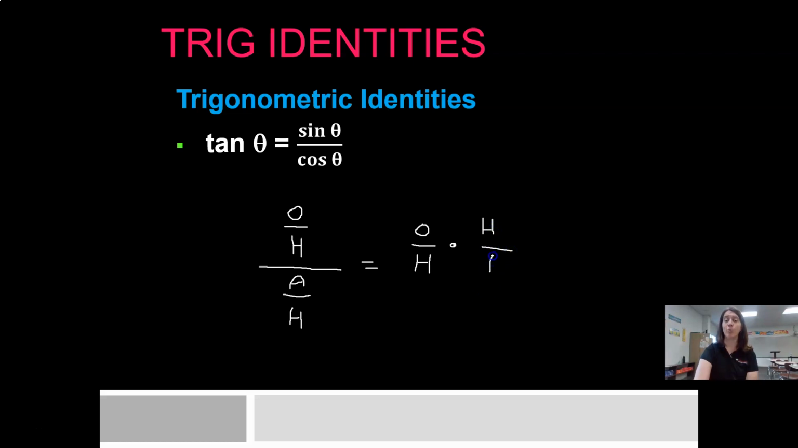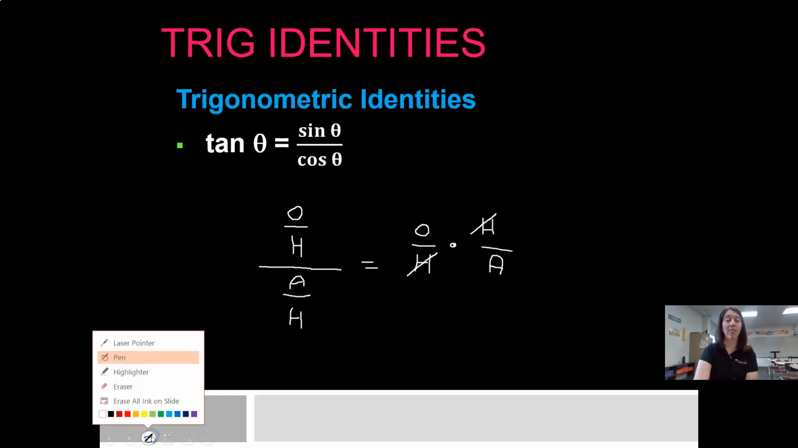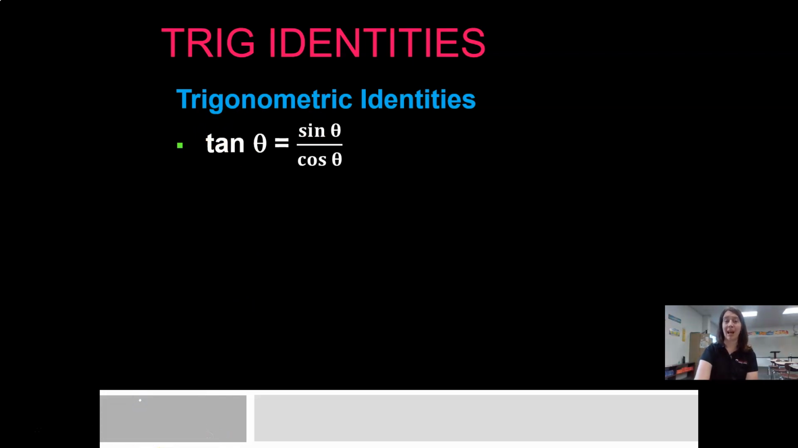Now that I have it written as that multiplication problem, notice what can happen. The H that is here in the denominator cancels the H that's up here in the numerator. What am I left with? O over A, which is opposite over adjacent. And what was opposite over adjacent? It was the tangent ratio. So that's why that first one is true: sine divided by cosine is the same thing as our tangent ratio.